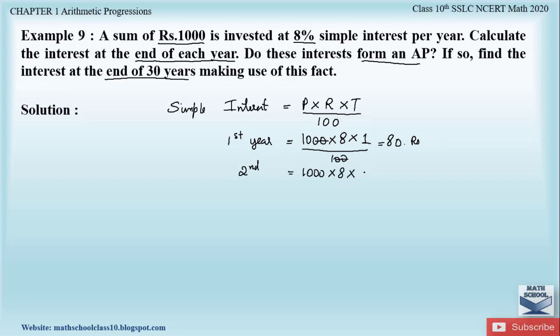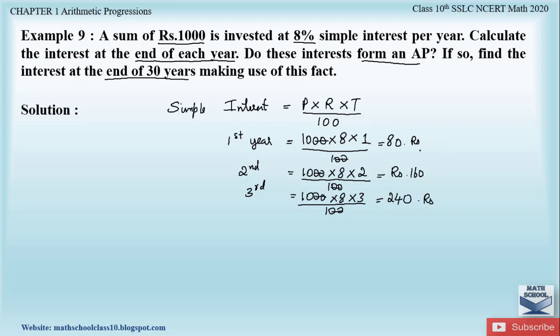And now since it is the second year, we are writing 2 here divided by 100. Cancelling, 8 into 10 is 80. 80 into 2 is rupees 160. Similarly, for the third year, it will be 1000 into 8 into 3 divided by 100. Again 80 into 3, you will get the result as, 8 3s are 24, so it is rupees 240.